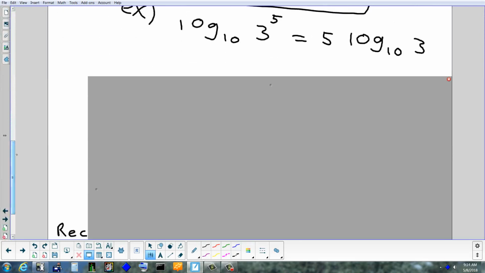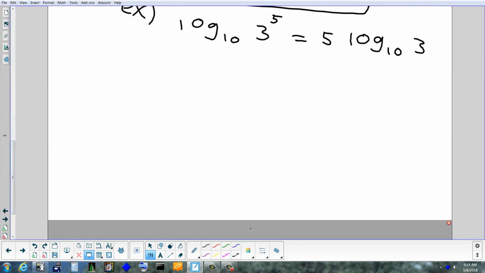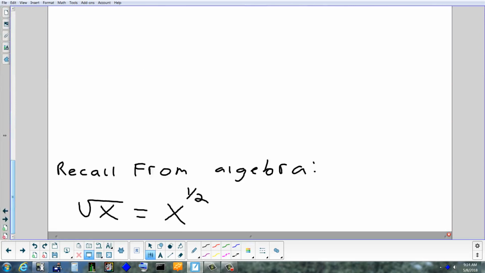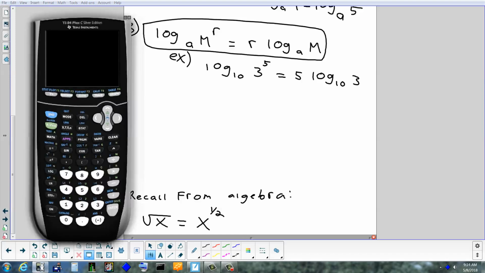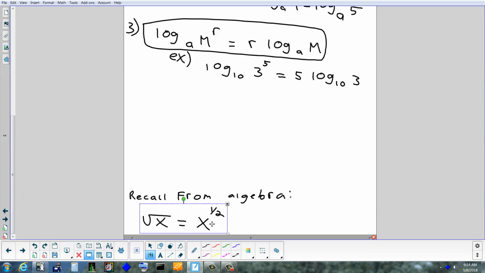All right, so one more thing that will come up from algebra is anytime you have a square root, technically a square root is hiding an exponent. Just like when I don't write a base on a log, the exponent is there, it's just hidden, it's a 10. Well, square root of x means a 1/2 exponent.